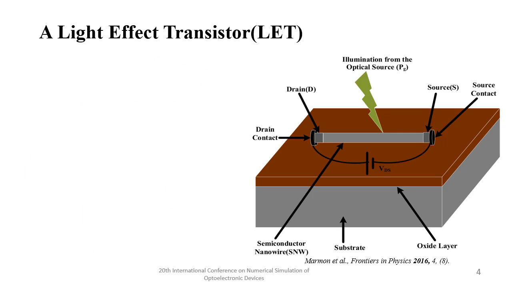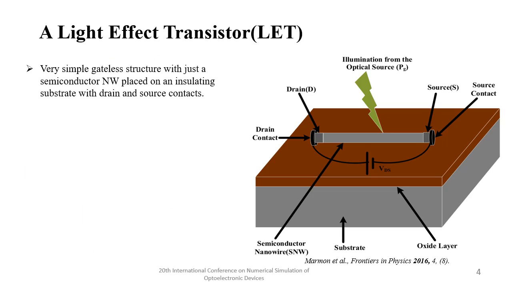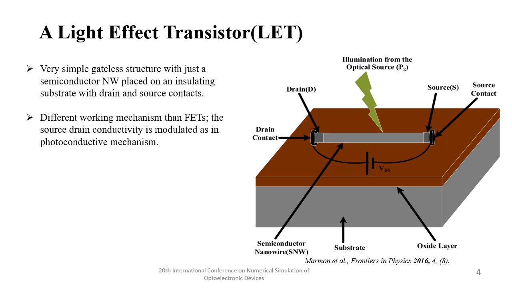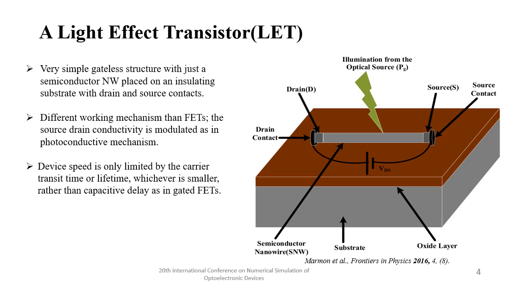Now, as seen, a light effect transistor is a very simple structure with a nanowire placed on an insulating substrate with a drain and source contact at two ends. The working mechanism of an LET is much different, and it depends on the well-known photoconductive mechanism. Since this structure does not have a physical gate, the device speed is only limited by the carrier transit delay or lifetime, whichever is smaller, rather than the capacitive delays as in all gated FETs.